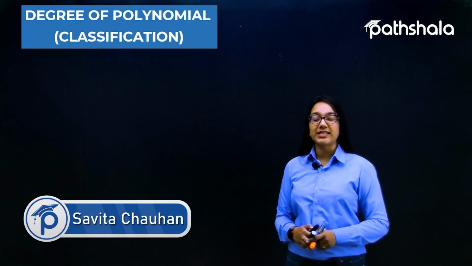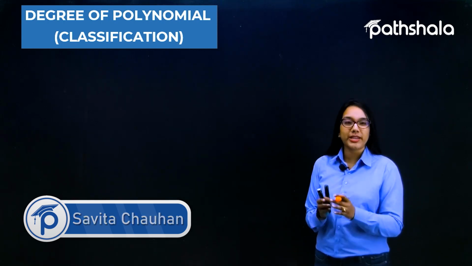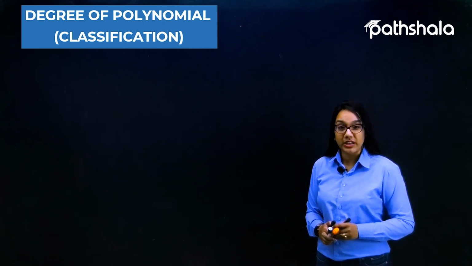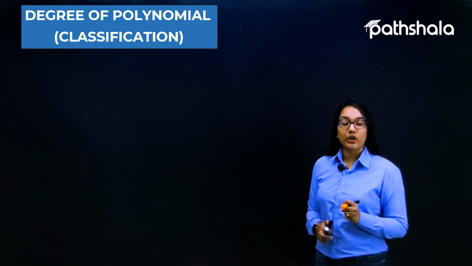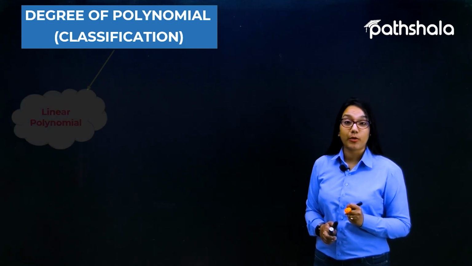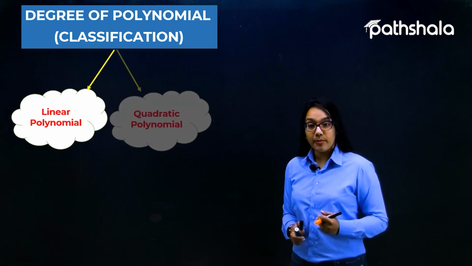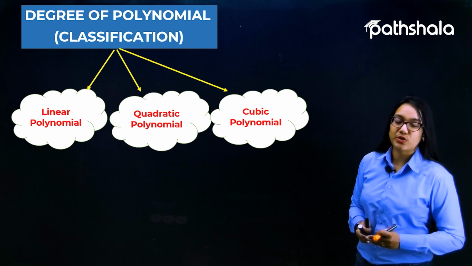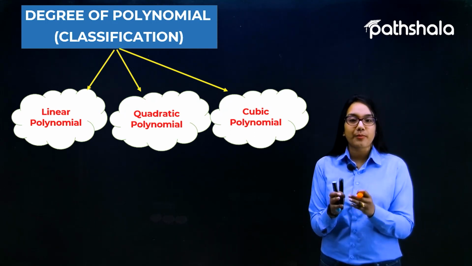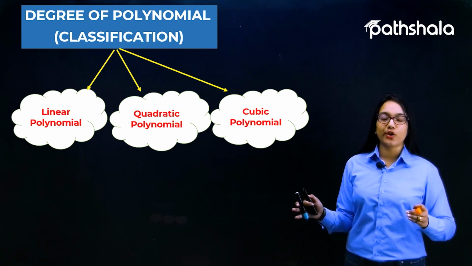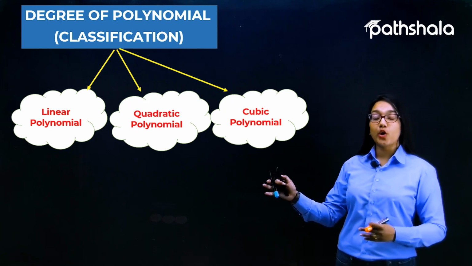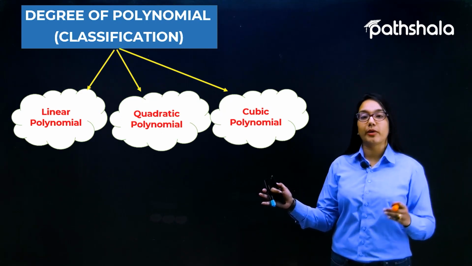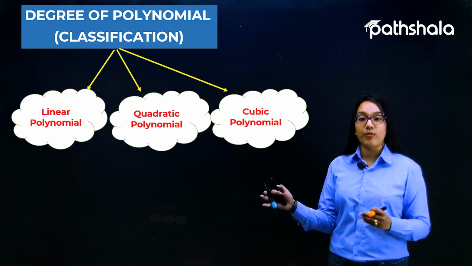So before moving on to the further question, let's talk about another concept, which is called the classification on the basis of the degree of the polynomial. On the basis of the degree, we can classify polynomials as a linear polynomial, a quadratic polynomial and a cubic polynomial. So there are three basic types of polynomials based on the degree: linear, quadratic, and cubic. Let's discuss them one by one.